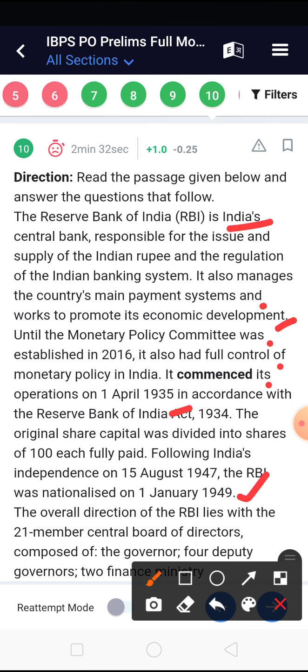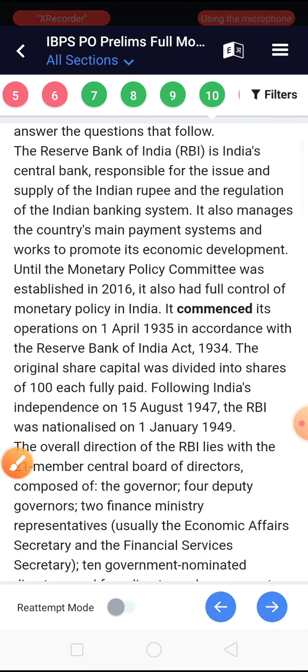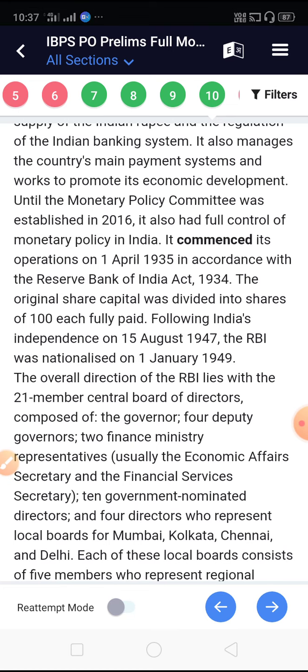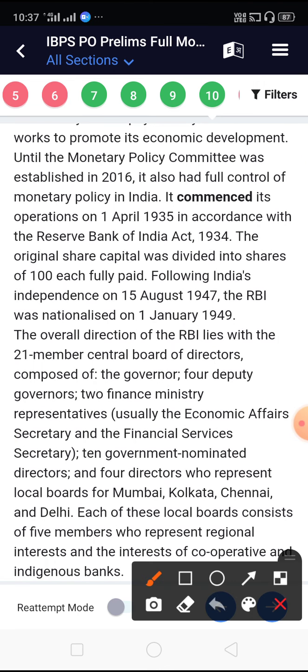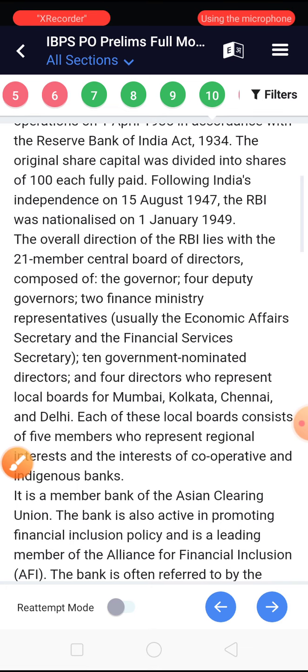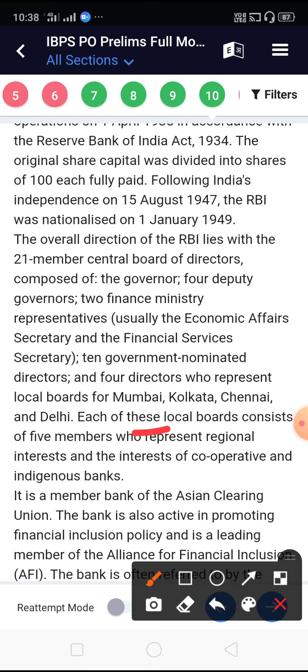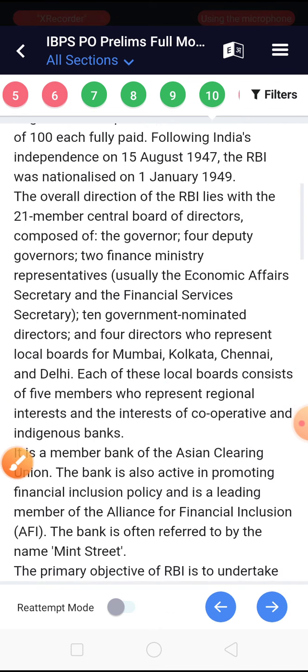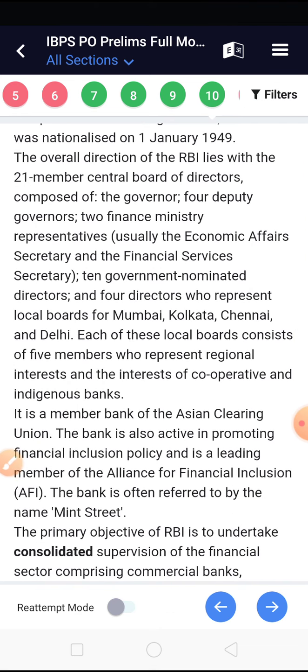The overall direction of the RBI lies with the 21-member central board of directors, composed of the governor, four deputy governors, two finance ministry representatives, usually the economic affairs secretary and financial services secretary, 10 government-nominated directors, and four directors who represent the local boards for Mumbai, Kolkata, Chennai, and Delhi. Each of these local boards consists of five members who represent regional interests and the interests of the cooperative and indigenous banks.